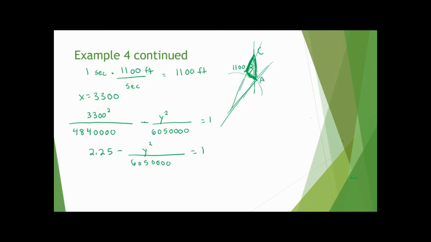Now, in order to solve for Y squared, I can eliminate my denominator by multiplying both sides by 605,000. For some reason, sometimes on this left side, it doesn't like me writing all the numbers. There we go. So I'm also going to multiply the right side by 605,000. I'm multiplying by the denominator so that I can get rid of that fraction.